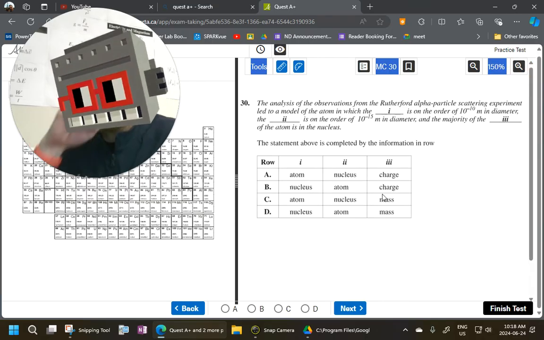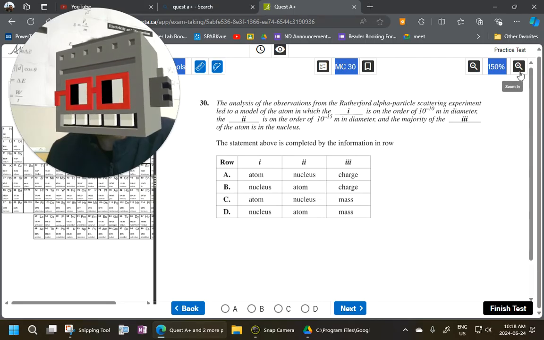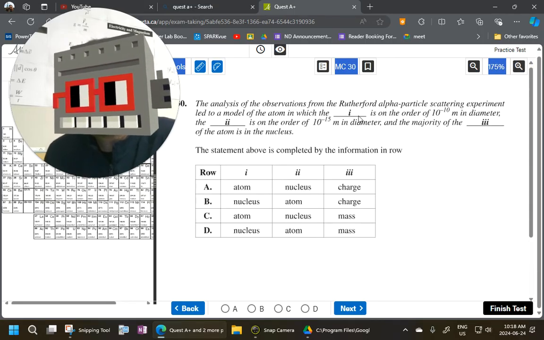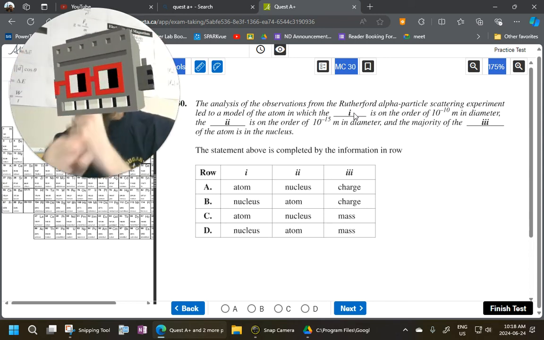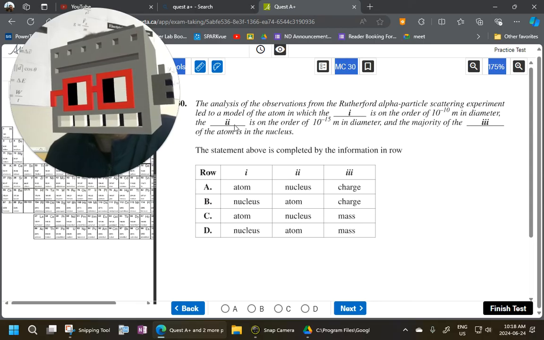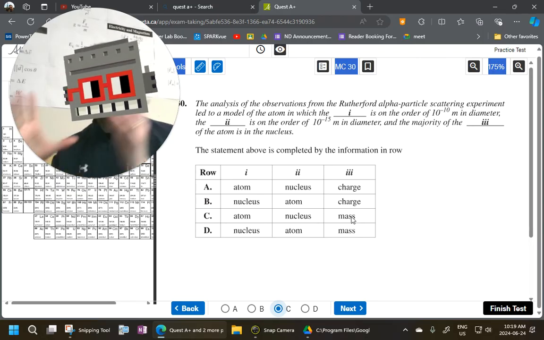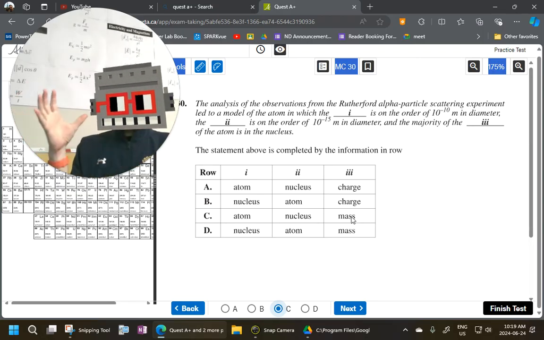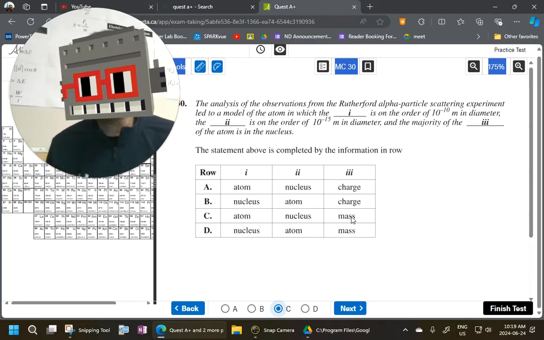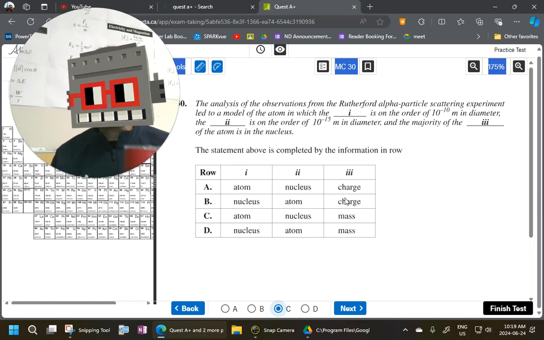All right, the analysis of the Rutherford alpha particle scattering led to the model in which the diameter of the atom is 10 to the negative, and the nucleus 10 to the negative 15. Okay, so the atom is the larger part. The nucleus is this tiny little thing in the middle. So maybe that's the alpha particle experiment, mostly empty space. So the atom is the bigger number, so negative 10. So atom, nucleus, and the majority of the mass is inside. The charge is evenly distributed, right? You got all the positive in the middle, you got all the negative on the outside. It's like equal, right? So it's not going to be most of the charge inside, it's going to be most of the mass.